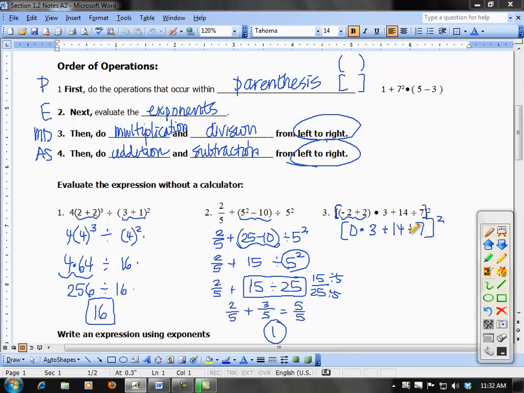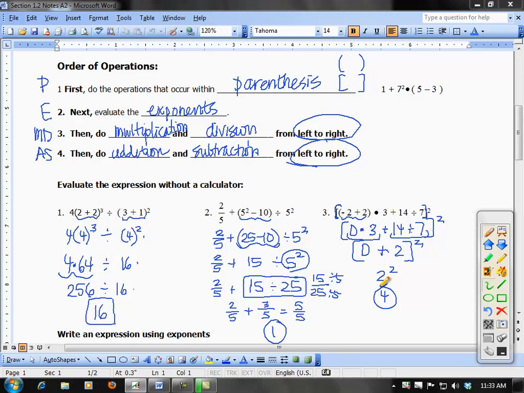And if I read from the left, 0 times 3 is 0. Plus, I see division, so I can do that. 14 divided by 7 is 2. And I still have to square that. Well, 0 plus 2 is 2. 2 squared makes 4. That one's a little bit trickier, and I like it. But again, I picked all of these because I like them.